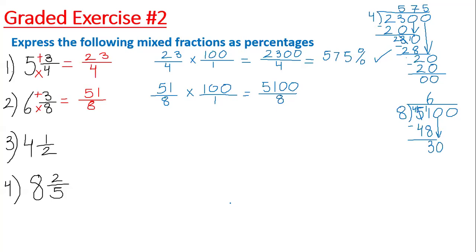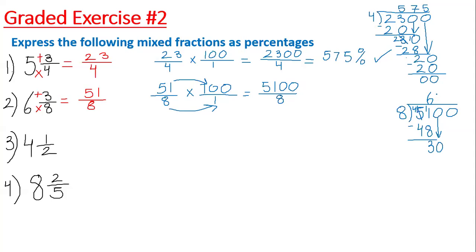Why is it 5,100 instead of 100? Because we multiply 51 times 100, and we multiply 8 times 1. That's why. Okay.